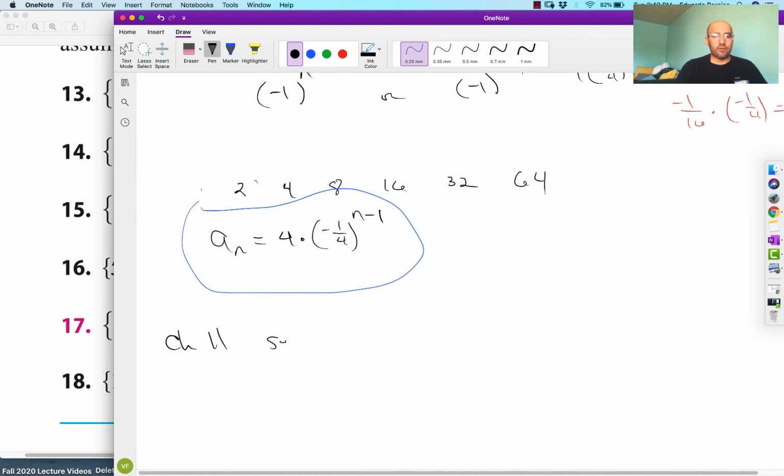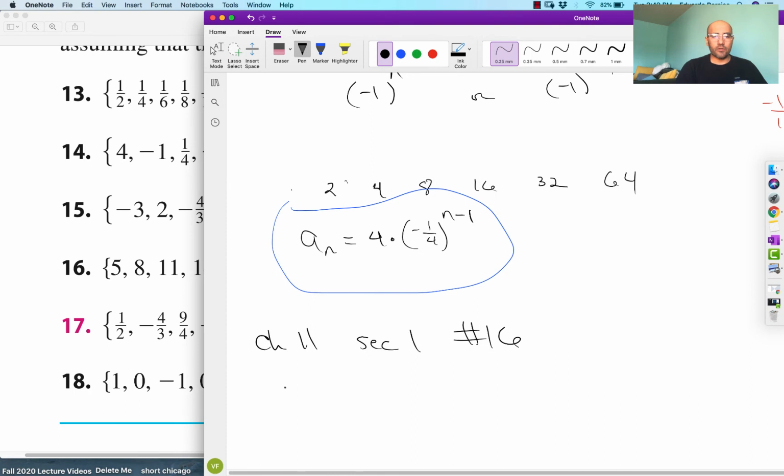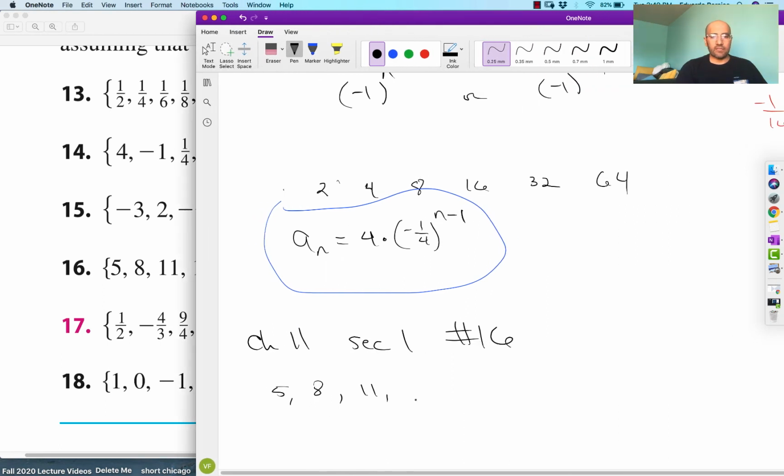Chapter 11, Section 1, number 16. 5, 8, 11, 14, 17, 14, 17. Here's my sequence, dot, dot, dot, dot, dot. Pattern is established.